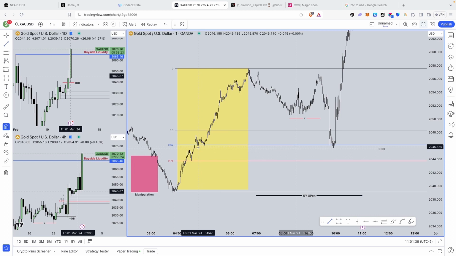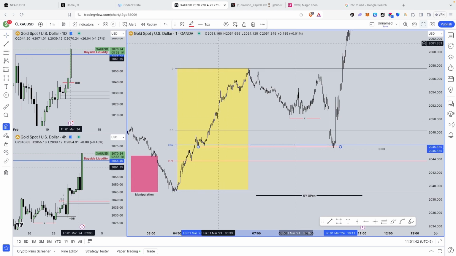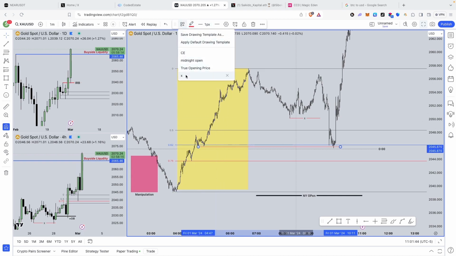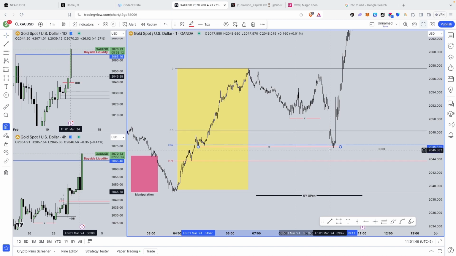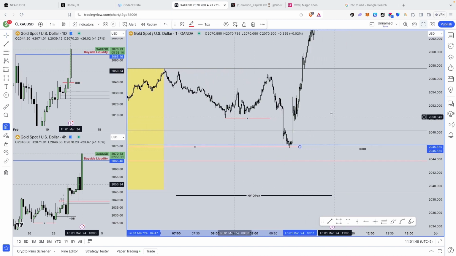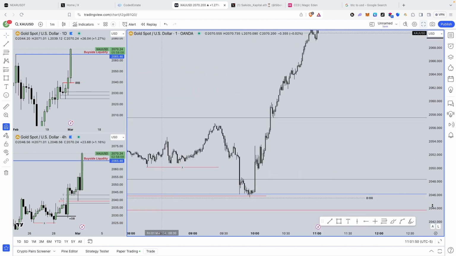On 1 minute, I also see that we took sell side liquidity right there. That's sell side liquidity just below the OTE level. And then I want to see how price behaves. I'm waiting for that displacement on 1 minute, and that's exactly what happened here.